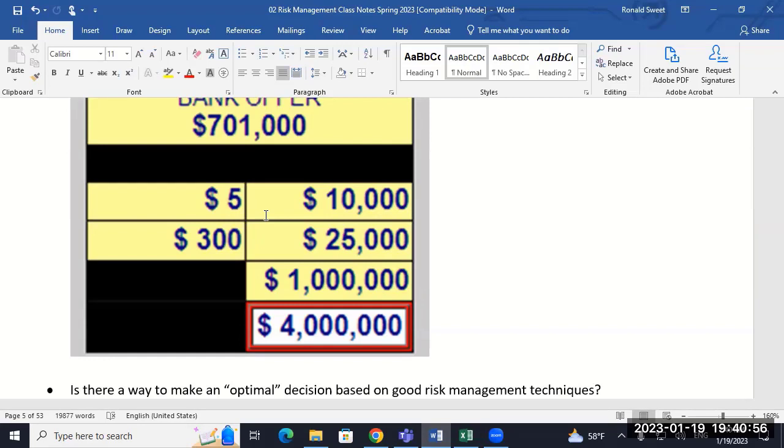So this is a game involving money, involving risk. Sounds like finance to me, doesn't it? Money and risk. So what would you advise her to do? What does she have to do now? She has to either take the $700,000 or she has to open another box. If she takes the $700,000, she's done.